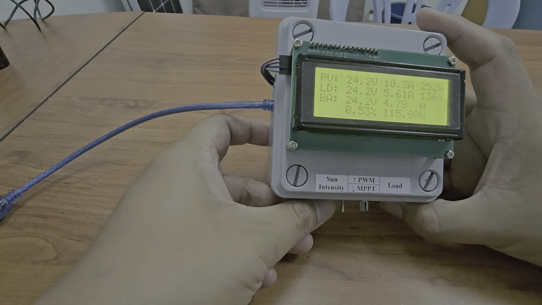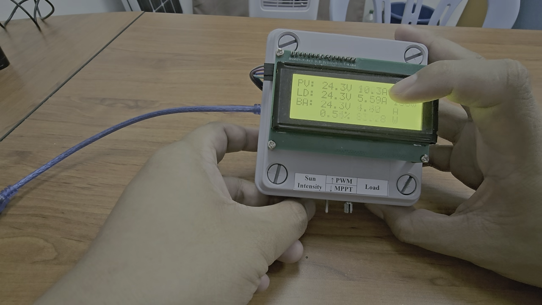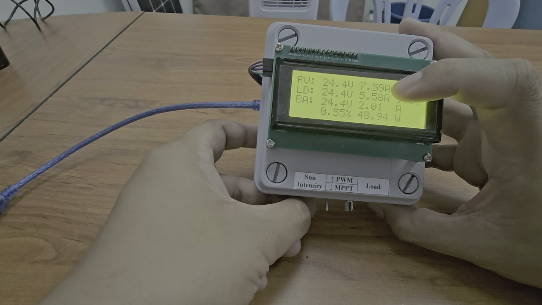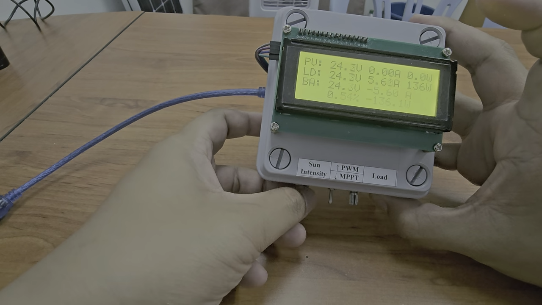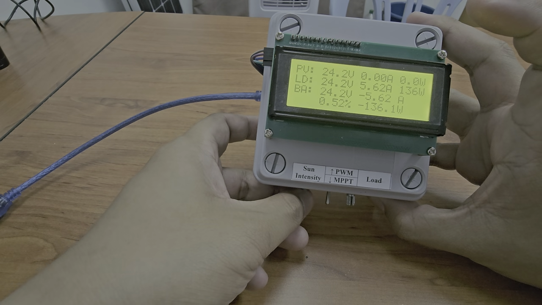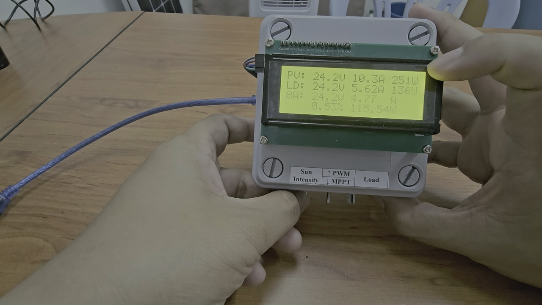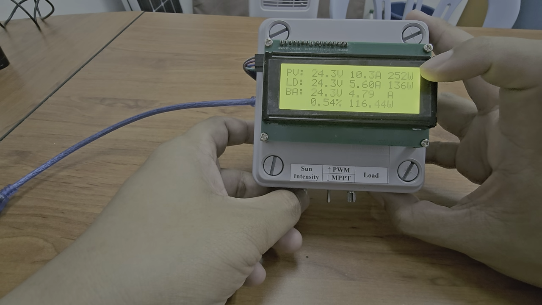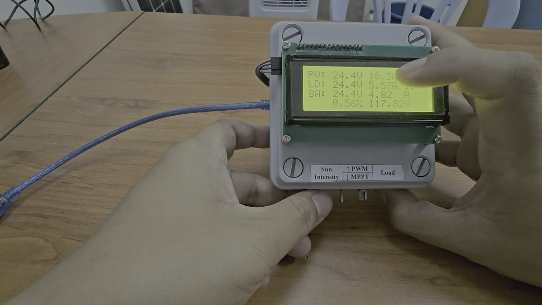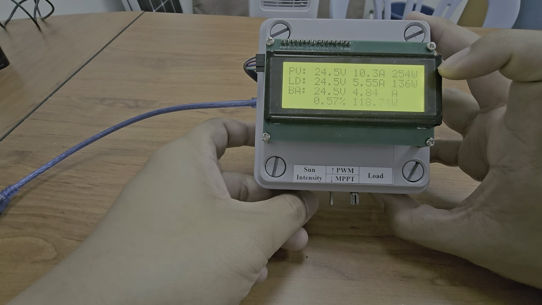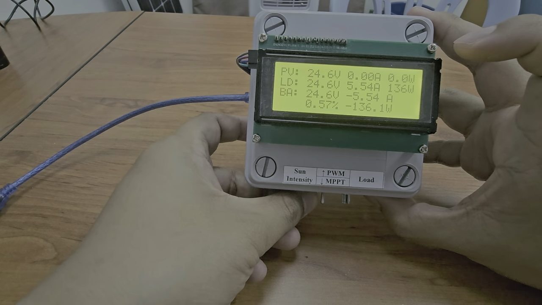You can see here, this is sun intensity. When you change the sun intensity, it will mostly change the current. If you turn counterclockwise, it will reduce the current, and if you turn clockwise, it will increase the current. You can see here the power, this is the voltage, this is the current. A is for ampere, the current, and this is for the power. So basically you can control the sun intensity.